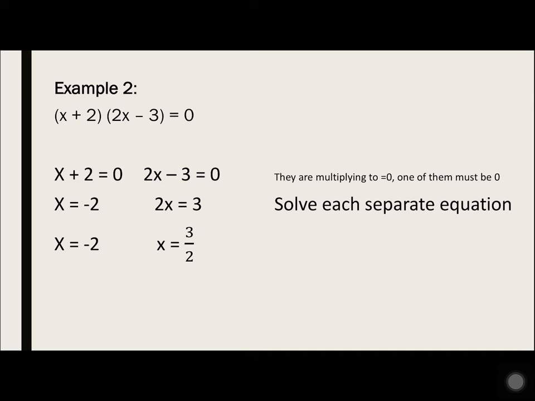Example 2. (x plus 2)(2x minus 3) equals 0. Same idea, we're multiplying to equal 0. The only way to do that is if one of the things was 0. So either the first parentheses equals 0 or the second parentheses equals 0. So x plus 2 equals 0. Solve that by subtracting 2, so negative 2. 2x minus 3 equals 0. Solve that by first adding 3 to both sides, so you get 2x equals 3, and then divide by 2. So 3 divided by 2 is your answer, along with negative 2.